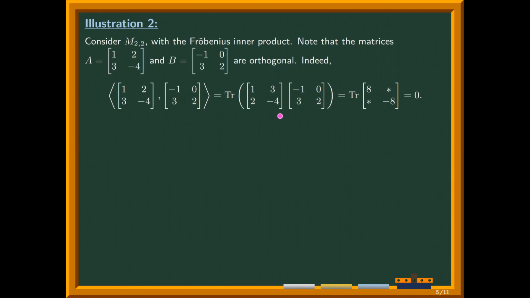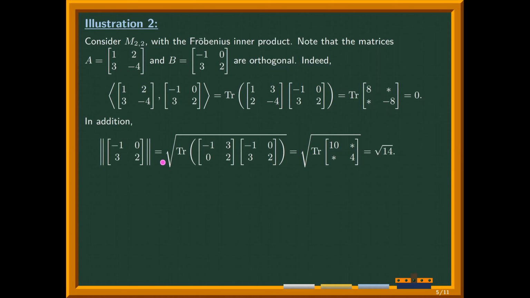So we want to compute the trace of this product, but in computing the trace, we are only interested in the values of the diagonal entries. So it's enough to compute the entries in the 1-1 position and in the 2-2 position. The entry in the 1-1 position is 1 times -1 plus 3 times 3, or 8. The entry in the 2-2 position is 2 times 0 plus -4 times 2, or -8. So the trace, which is the sum of the diagonal entries, equals 0. So A and B are orthogonal.